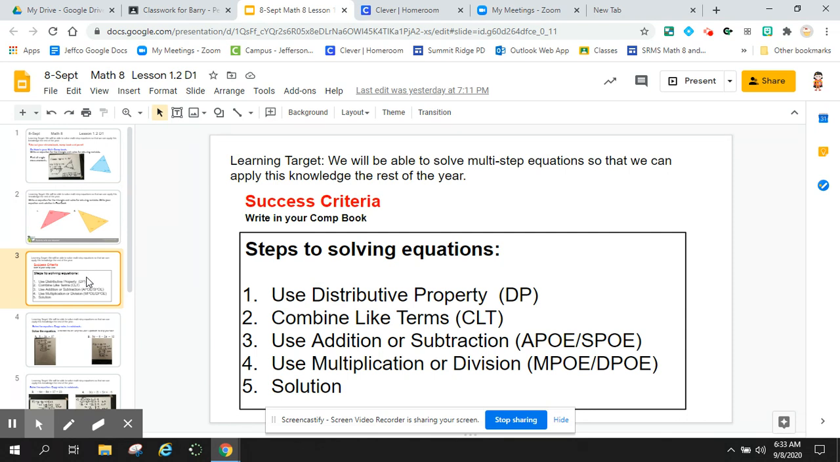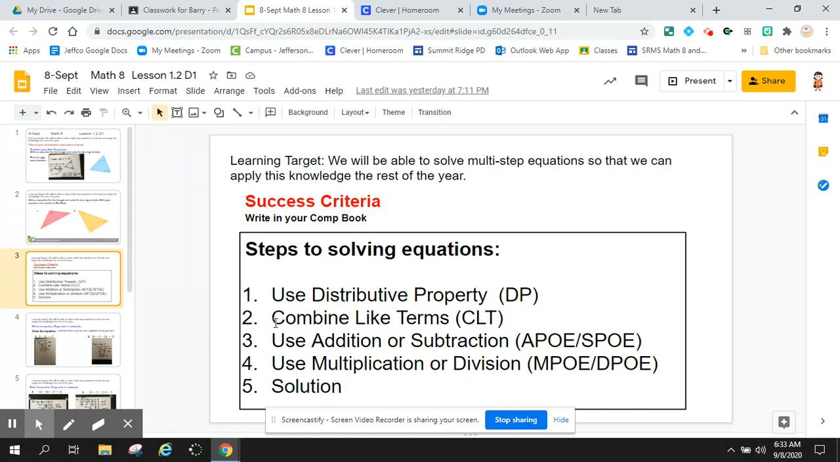Here on slide 3, we're going to be getting into the properties of equalities. That's what these are called, properties of equalities. And you're going to learn the steps to solving equations using the properties of equalities. First thing you should do is use the distributive property if you see parentheses. Only if you see parentheses will you be using the distributive property.